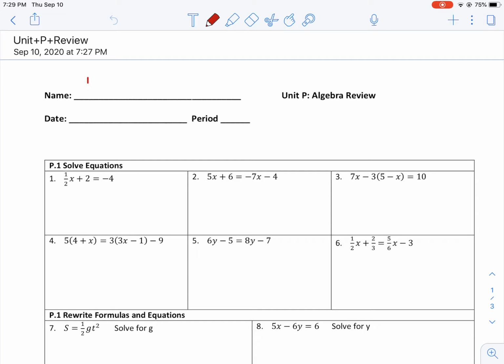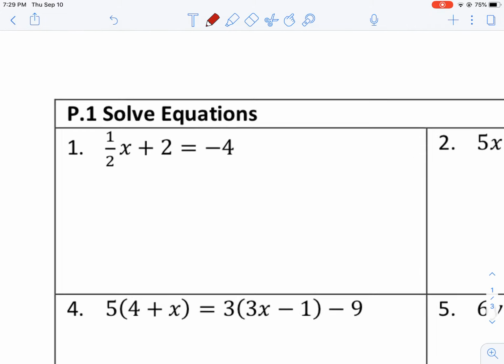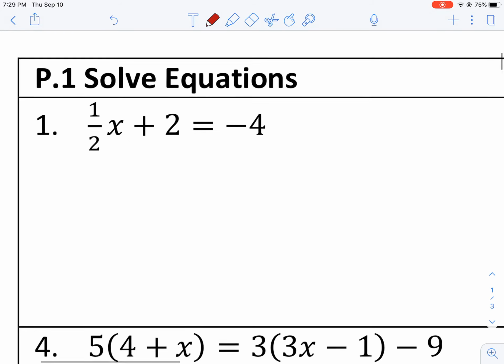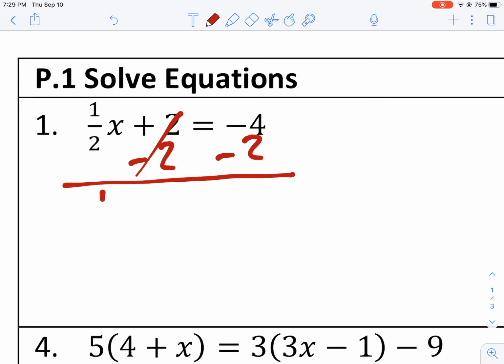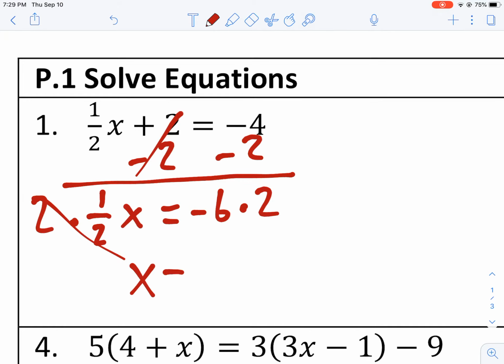We're going to go ahead and get started. The first topic we have is solving equations. When you're solving equations, you're simply trying to get x by itself. If you have a fraction in front of the x, remember, multiply by the reciprocal. So we're going to multiply by 2 here to cancel that out. So we get x equals negative 12, and that is our answer.